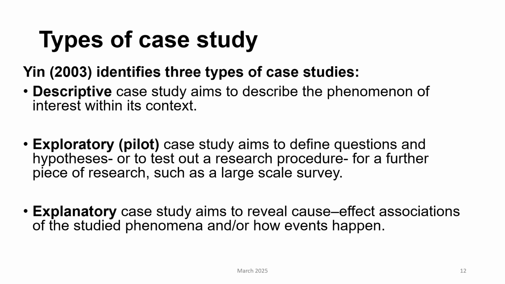Explanatory case study aims to reveal cause-effect associations of the studied phenomenon and explain how events happen. So you can see it can be used to explain particular events or particular processes and also reveal cause-effect associations. It will not be as powerful as experiments regarding this issue, but it can be used in this regard to reveal the cause-effect relationship.